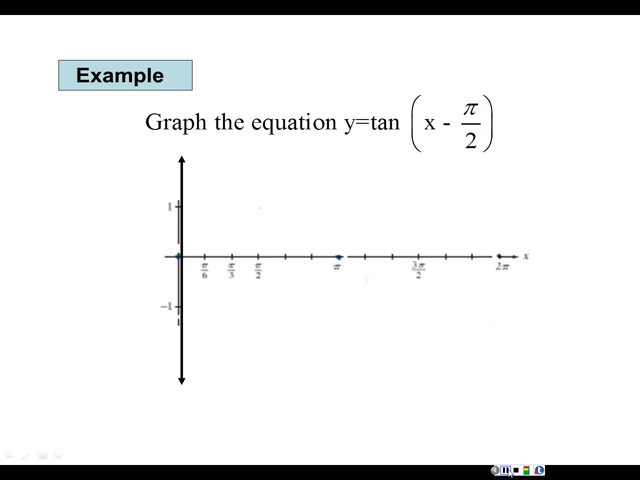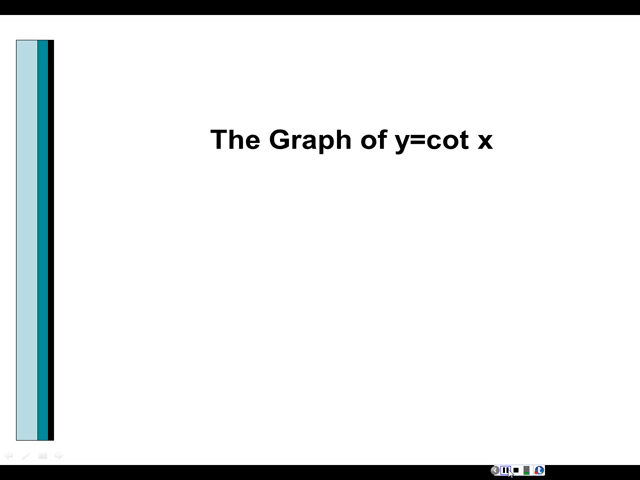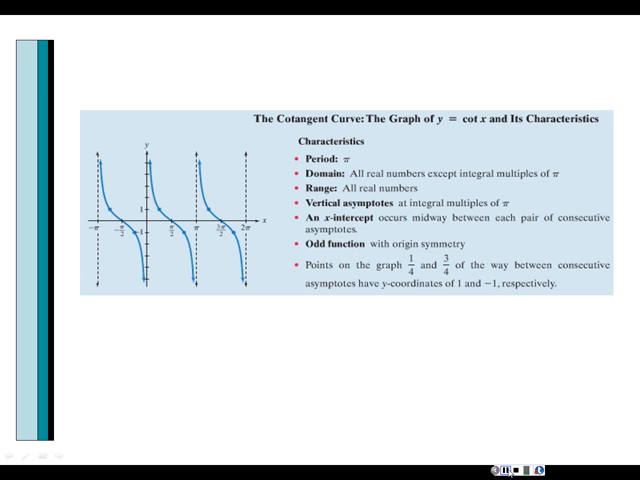I think when we understand the tangent, the cotangent is extremely simple. Look at the cotangent. Pretty much the same type of curve. So you should be able to draw the cotangent, because all we are doing is the same kind of step. Now, the graph of cotangent has several characteristics.